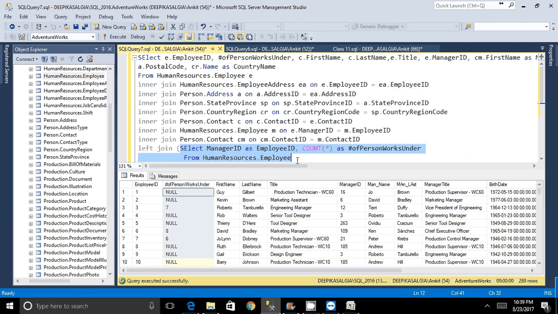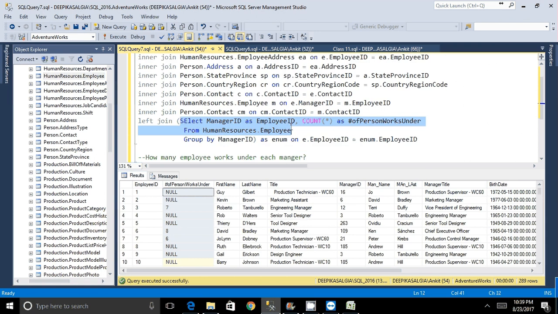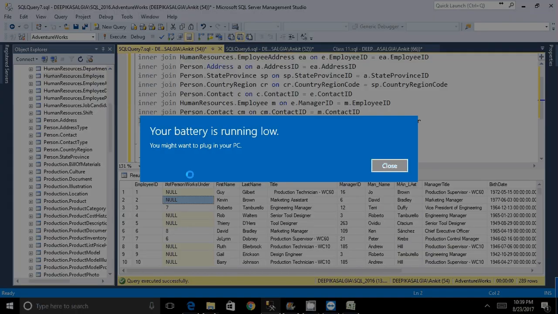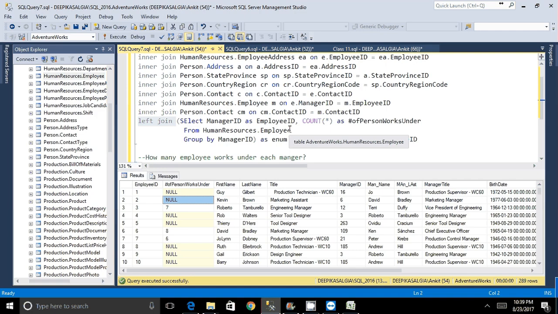So you do a subquery, you're using the aggregate function, you're using the group by, and you do a left join instead of inner join because you want to get everything. Yes, questions now? Thanks for the patience, Victoria.